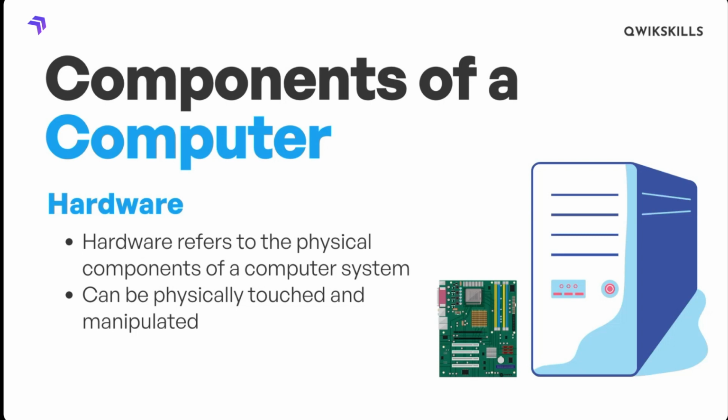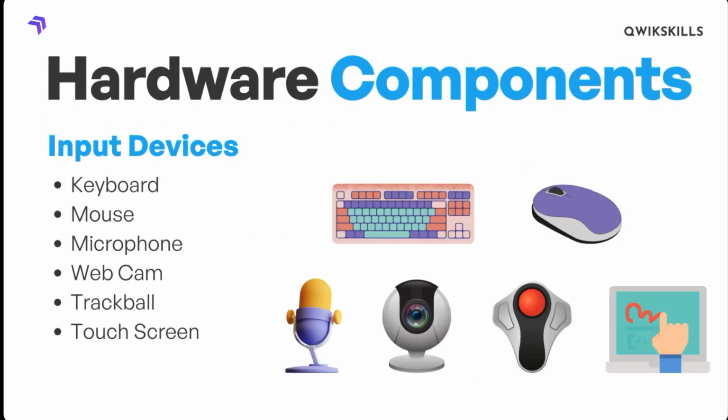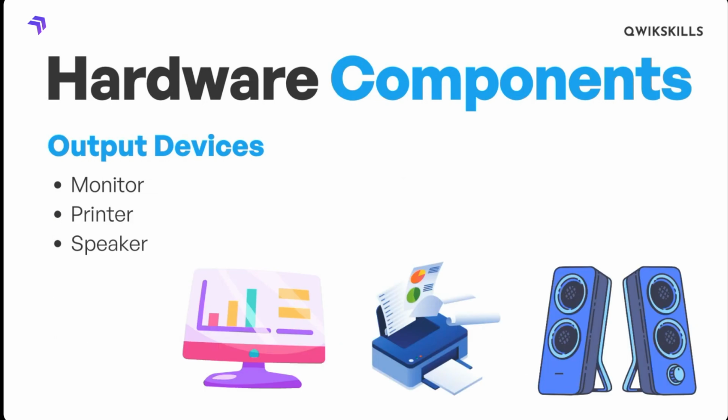So that is something which is also possible. Your hardware components, we talk about, they have a lot of hardware components in place. You have keyboards, mouse, microphone, webcam. These are all input devices, right? Trackball, touch screen, these are all input devices which you have. Output devices can be monitors, printers, speakers which are around you. They are all your output devices which are part of your computer systems, right?